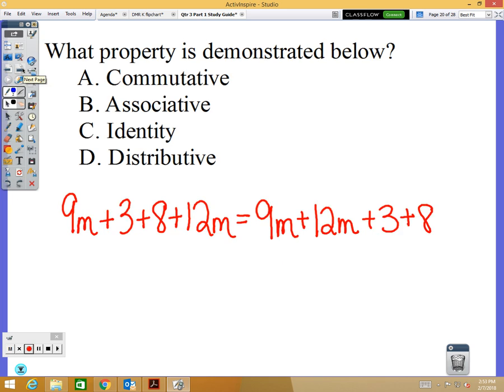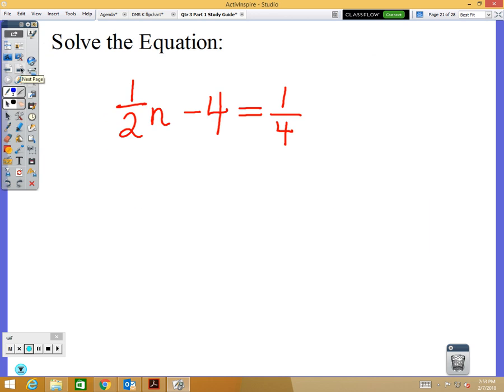What about this one? Commutative. Back to changing that order so it groups your like terms together. All right, and then we had some of those. Do you feel okay with these now?